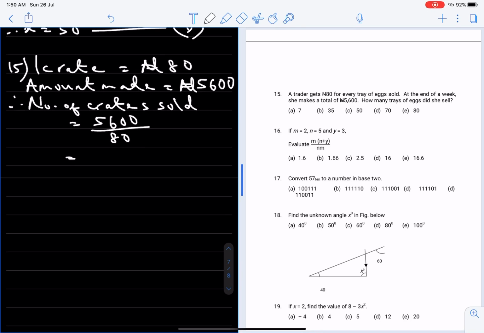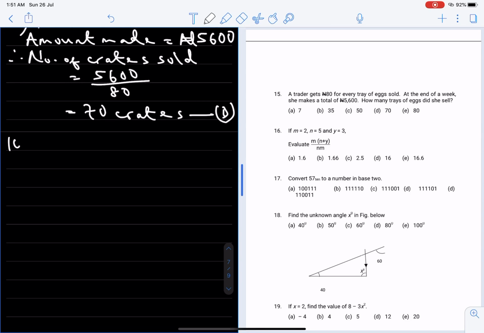And that means 70 crates. That's not in naira. That's 70 crates. That means she sold 70 crates of eggs to make 5,600. Of course, 0 cancels 0. 8 here 1, 18. 5, 6 is 70. So that's actually 70 crates. The correct option to that is D. Now to question 16.